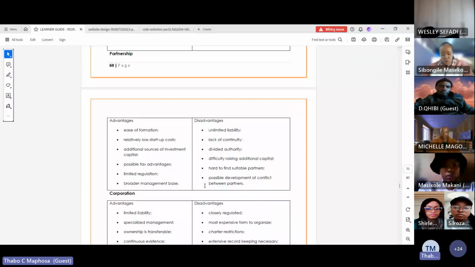And then two, the partnership. The advantages and disadvantages. The first in the partnership is ease of formation. I mean, that's an advantage. Ease of formation, so it's easy to form.